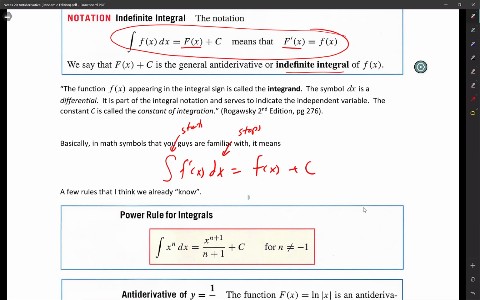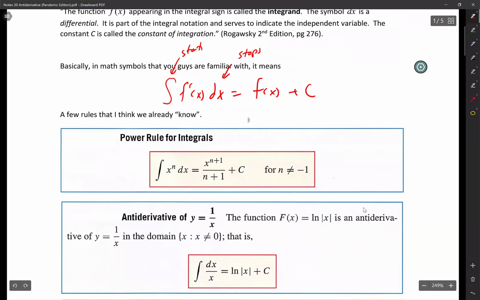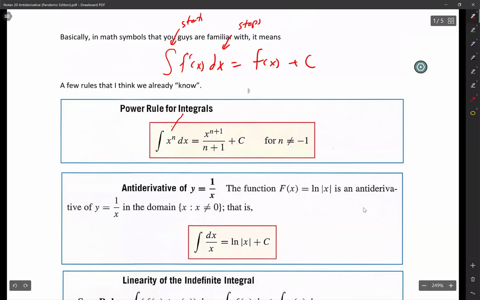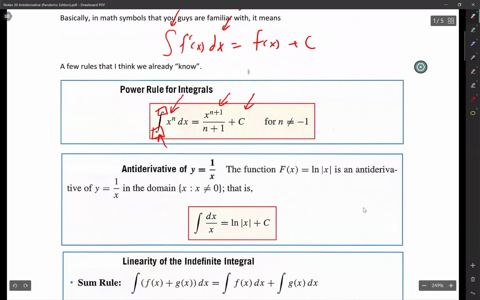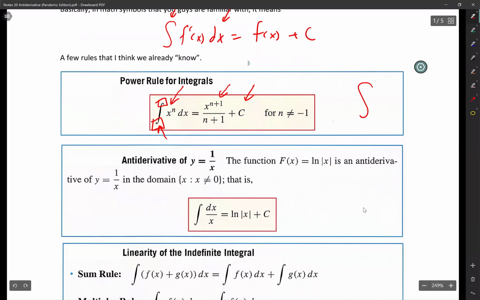All right. So here are your general rules. And you guys already know this. If you have a general polynomial, you add 1 and then divide by that number, and then you put a plus c. If there are no limits, if there are no numbers in the upper or lower hand of that integral, that's how you're going to do it all the time. Cool? Usually there's something called definite integrals, and we put numbers here. If you don't see a number, you're always going to put plus c. These are called indefinite integrals.